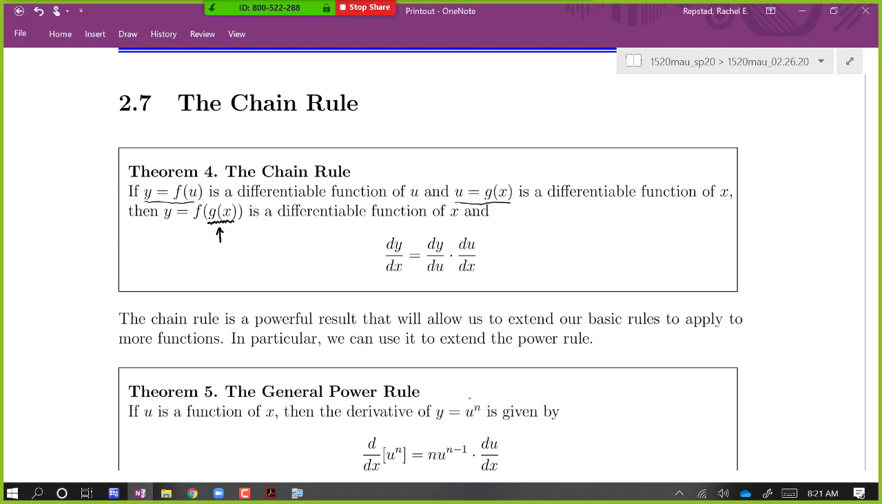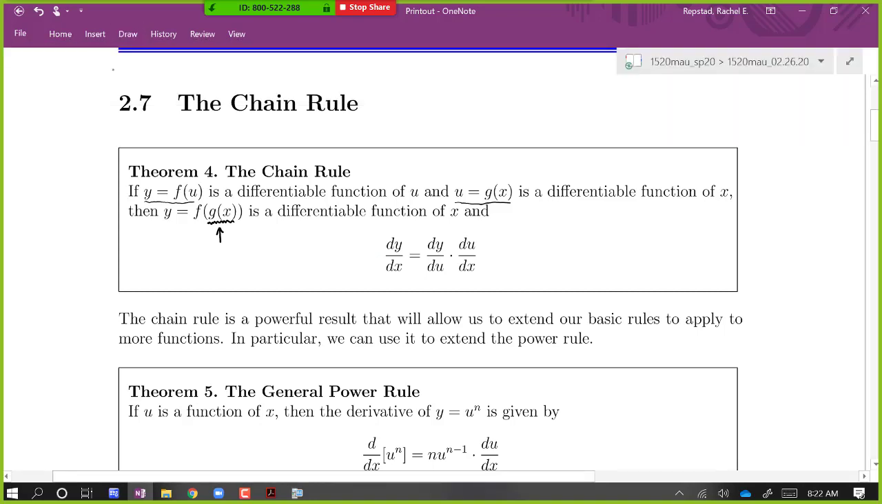Algebraically, it works out so simple. It seems like it ought to be true, right? Can't we just cancel these du's? And basically that's what the chain rule says that we can do. So this is a general statement of the chain rule for any type of composition.